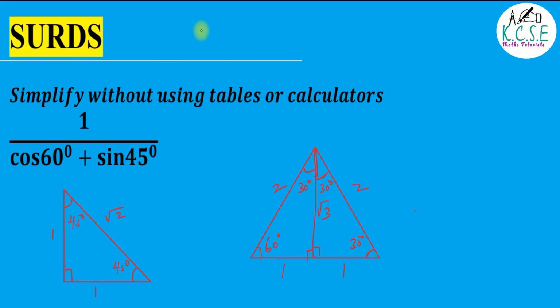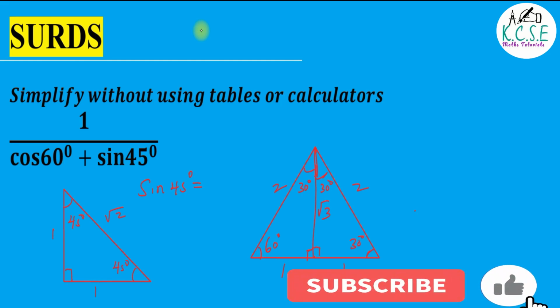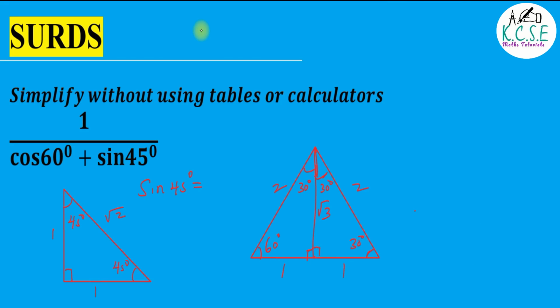Now from the first triangle we shall obtain sine of 45 degrees. Sine is given by, we can use either of these two angles that are 45, opposite over hypotenuse, so 1 over the hypotenuse, which is root of 2. This can be simplified by multiplying the numerator and the denominator by root of 2, so it can also be written as root 2 over 2.